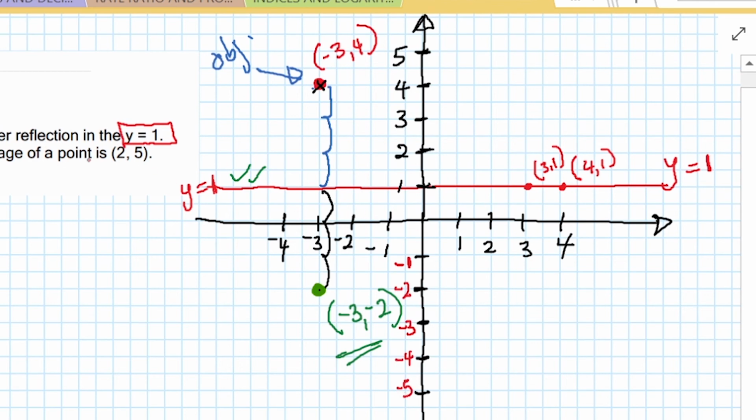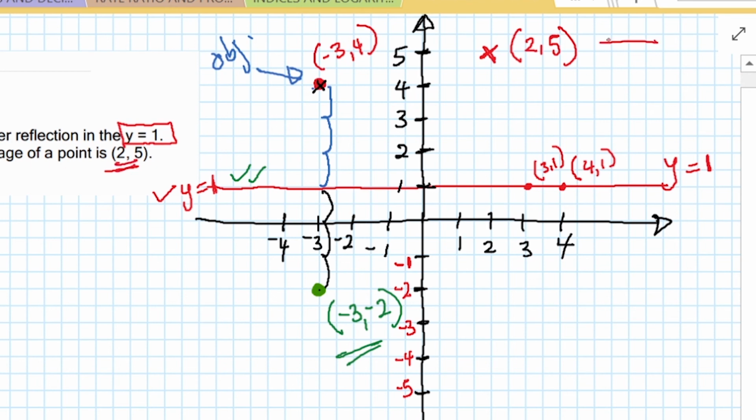All right. So we are being told that after reflection in the line y is equal to 1, which is already this line, the image of a point is 2,5. Where is 2,5? This is 2,5. It's right there. This is point 2,5. And now we're being told that its image, where is this point? Because its image is 2,5.